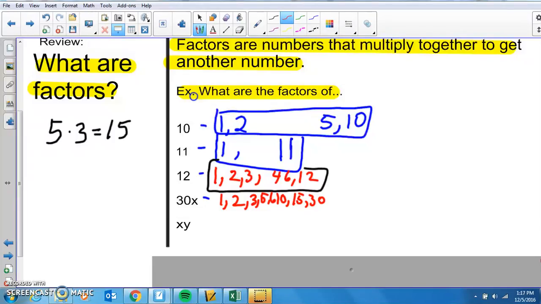So I've taken the factors of 30, but I cannot forget that x. So what I'm going to do is in my list of factors right here, I'm also going to just put down the x. Because 30 times x will give me 30x.